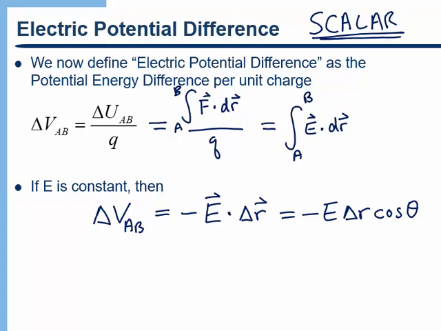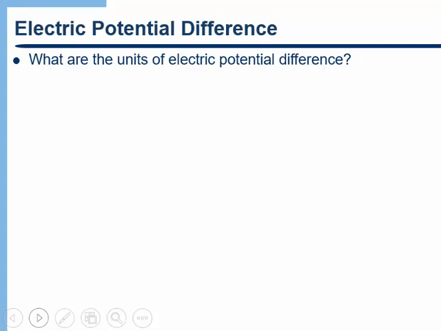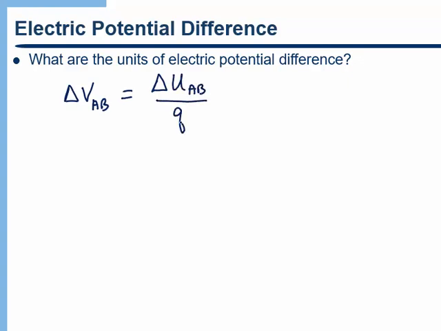All right, so I want to justify why we're even doing this, but before I do, let's look at the unit for electric potential difference. From our formula, by definition, the electric potential difference from point A to point B is the change in potential energy from point A to point B divided by the charge. Potential energy has units of joules, and charge has units of coulombs, and so electric potential difference has units of joules per coulomb.